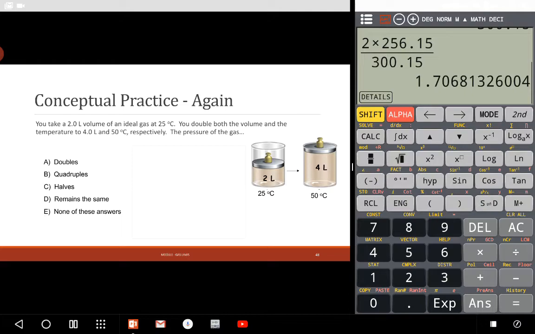Here's a second practice problem for you. If you take 2 liters of this and then you both double the volume and the temperature in Celsius, what happens to the pressure of the gas? Go ahead and pause the video and try to work this out, and then unpause the video when you're ready to check your work.